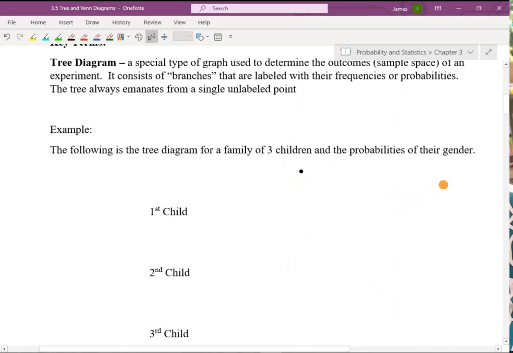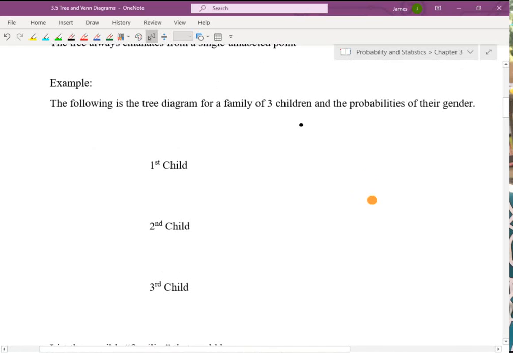But what we do is we talk about the situations that we're going to have. So this says the following is a tree diagram for a family of 3 children and the probabilities of their gender. Okay, so what we've got going on here is we're going to have one child, it's going to be male or female. And then if we have a male, the second child could be male or female from there, right? And if we had a male, then a male, the third one could be male or female from there, right? Okay, does the fact that my first child was male have any impact on the second child being male?